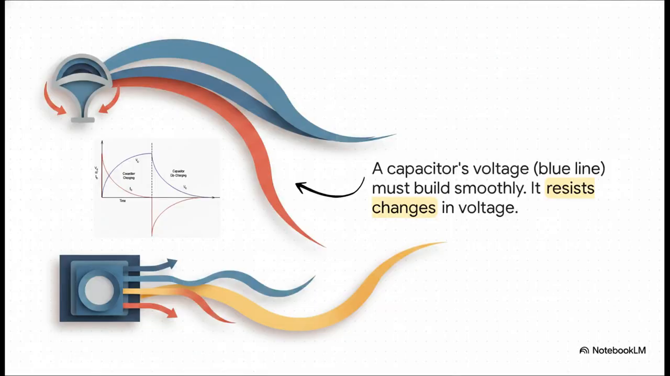Then this brings us to the absolute key takeaway for capacitors. Just like you can't instantly stretch that rubber sheet, you can't instantly change the voltage, the pressure across a capacitor. You can see it in the graph. The voltage has to build up nice and gradual. The bottom line? A capacitor hates sudden changes in voltage.